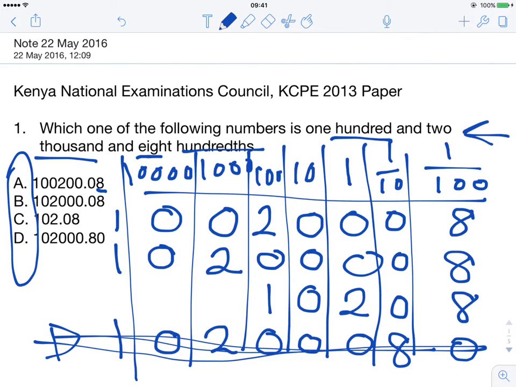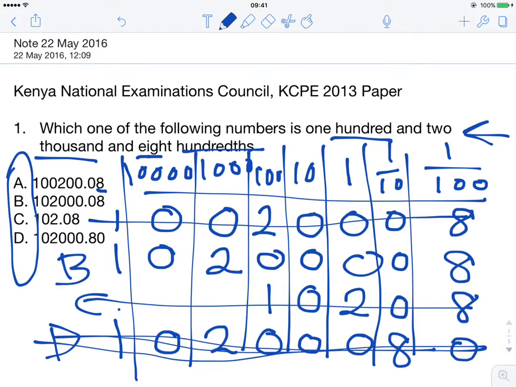So we want it to contain two thousands. Let's look at the thousands column. We know that C does not contain 1,000 because it's less. In fact, it's less than 1,000. It's 102.08, and we know that A also does not contain anything in the thousands column. So we can definitely cross out A and cross out C. So we know straight away that the answer to this question is B.